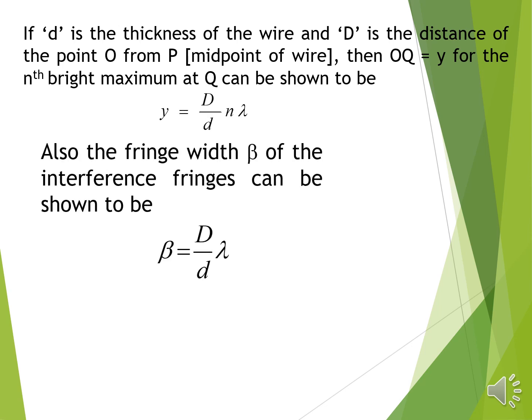Now, if d is the thickness of the wire, small d, and capital D is the distance between the point O and P, that is the pole of the wavefront, then OQ is equal to y for the nth bright band, which is maximum at Q, and can be shown as small y times capital D divided by small d is equal to n lambda. Also, if beta is the fringe width, it can be shown that beta is equal to capital D by small d into lambda. This is the theory of diffraction due to a cylindrical obstacle.